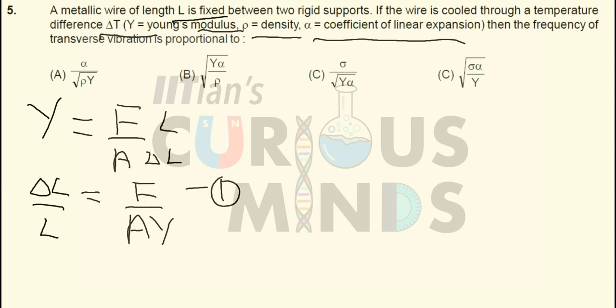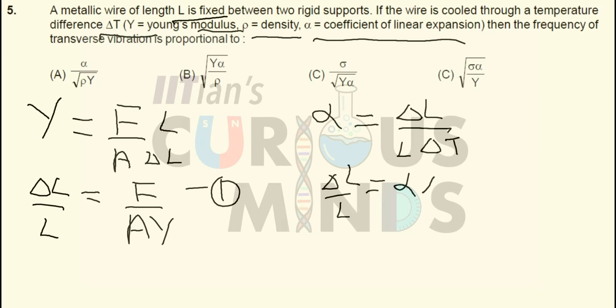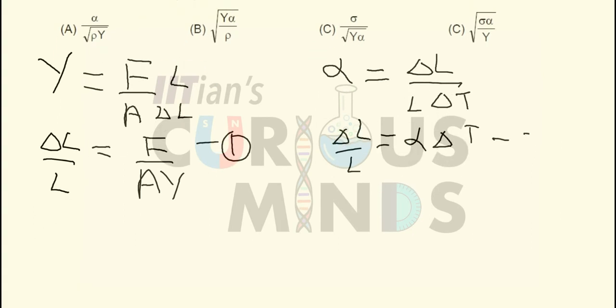Similarly, for the coefficient of linear expansion, alpha will be equal to delta L divided by L, that is the change in length divided by original length, into delta T. So delta L by L will be equal to alpha delta T. Now when I combine equation number 1 and 2, I can say that F divided by AY is equal to alpha delta T.